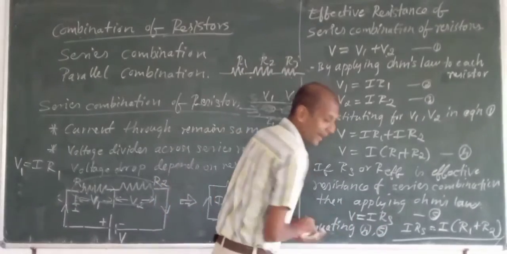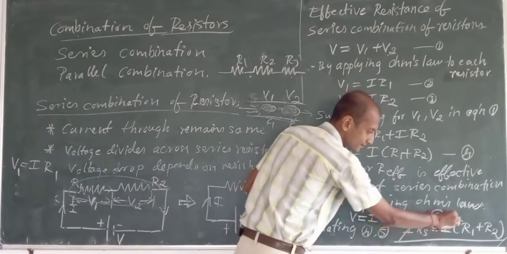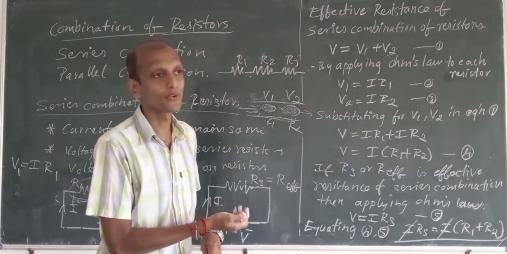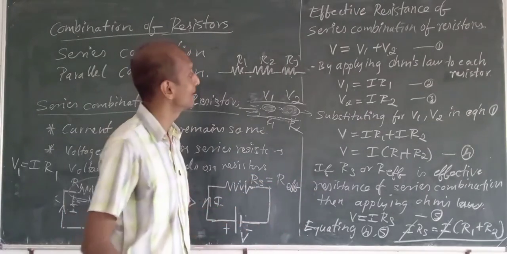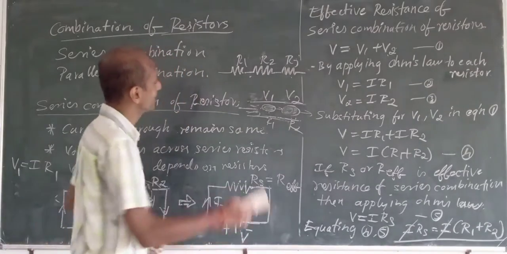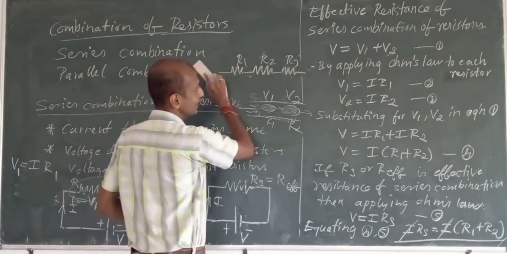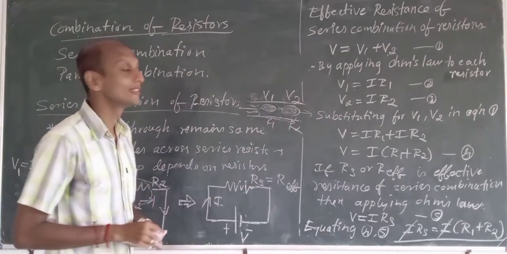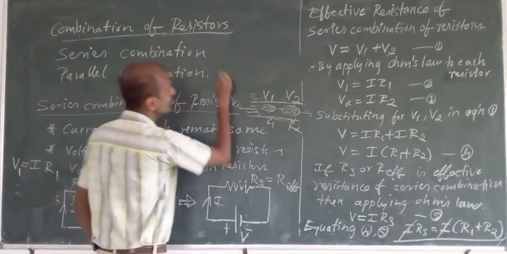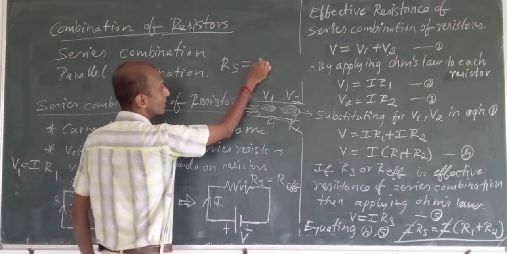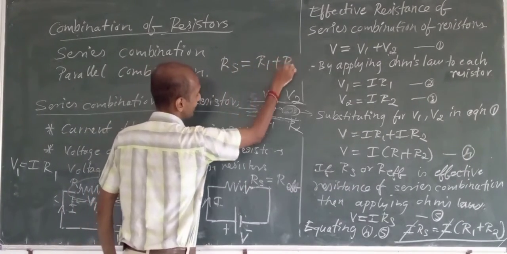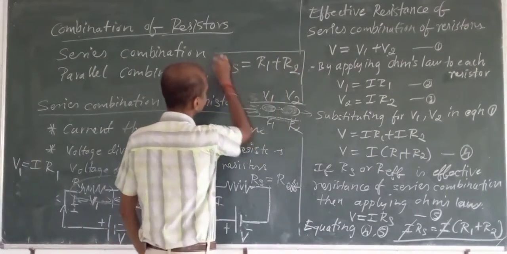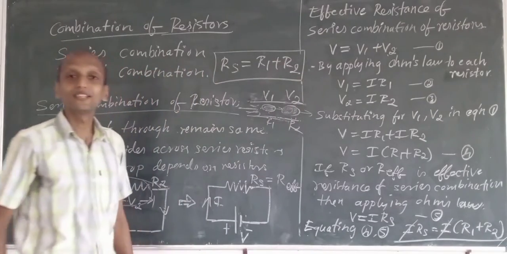After this, I can take out I. I is on both sides, the same current is flowing, so I'll be cancelling I. Then I can write the total resistance of the resistors connected in series as Rs will be equal to R1 plus R2. So this will be the final equation.